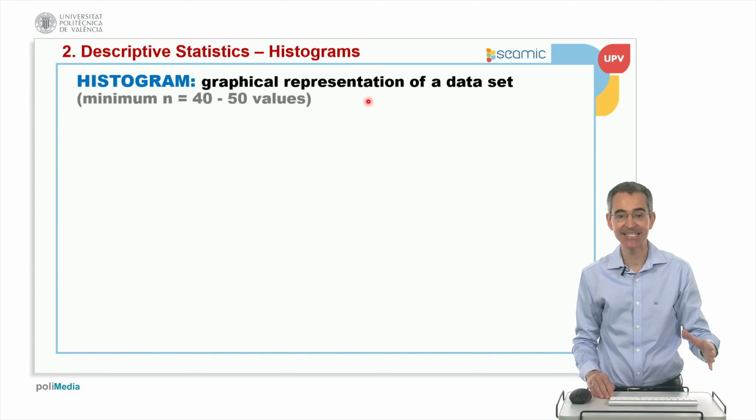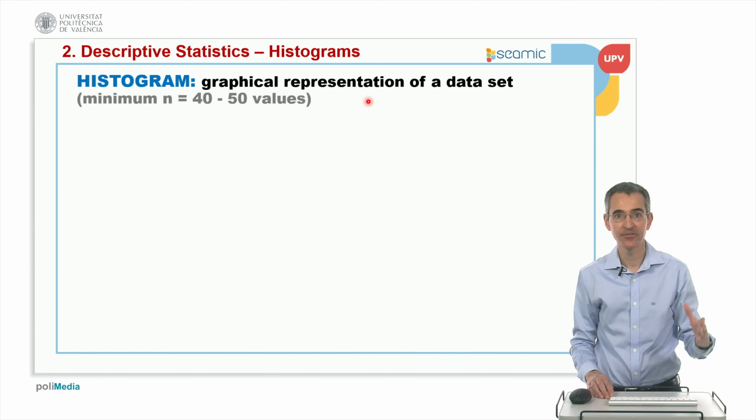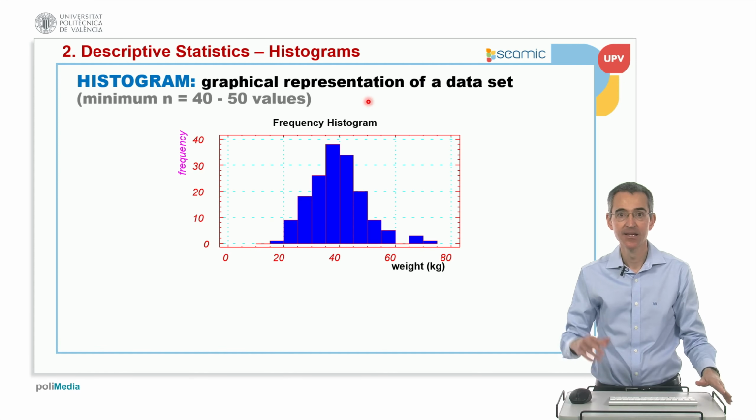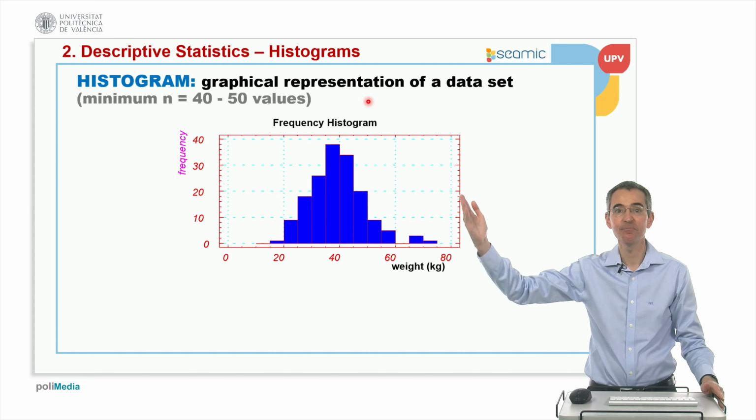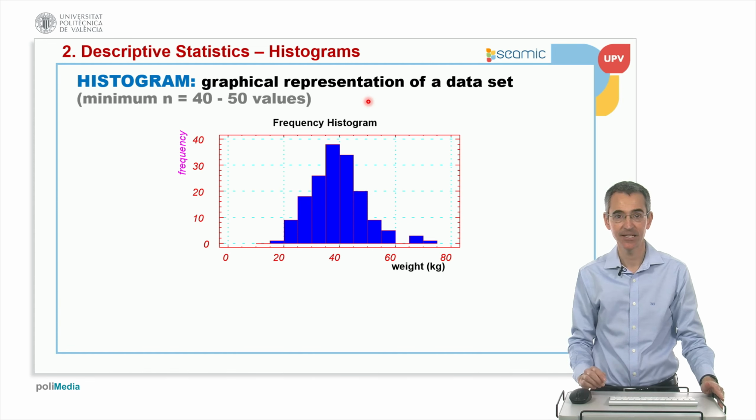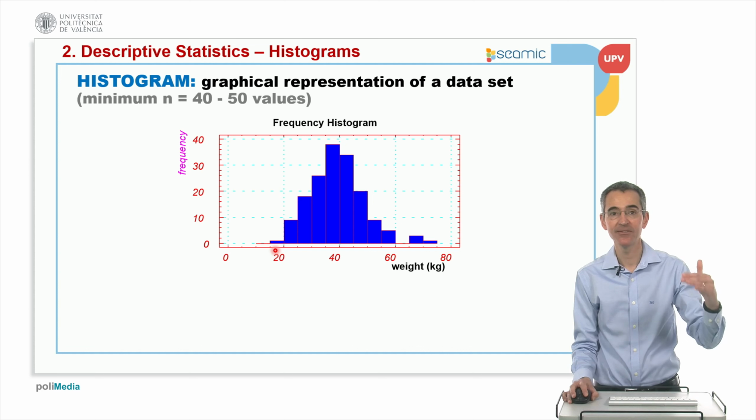Okay, so the recommendation to get useful information from a histogram is to have more or less at least about 40 values. Okay, so this is a general picture of a typical histogram. Here in the horizontal axis, we represent the intervals, for example, from 15 to 20, 20 to 25. And in the vertical axis, we represent the number of values that we have inside every interval.